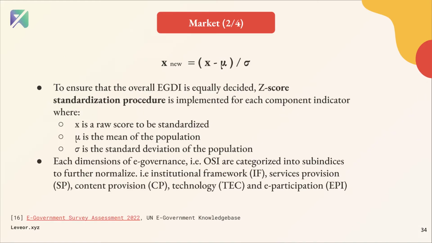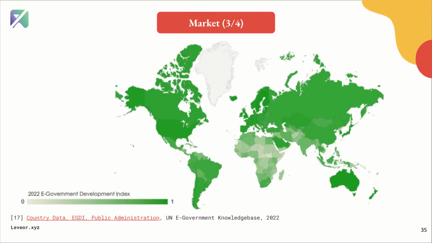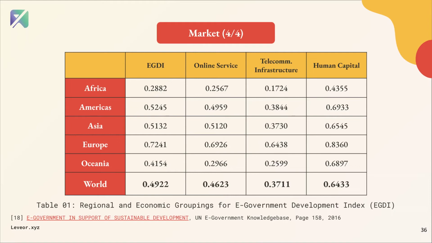We implement Z-score standardization for each component indicator, where we consider the mean and the standard deviation of the population. If we look at the latest data from 2022, some governments from Africa, South Asia, and South America have improvements to make in their e-governance systems. If we compare them to the world average, Europe leads EGDI on all possible fronts.